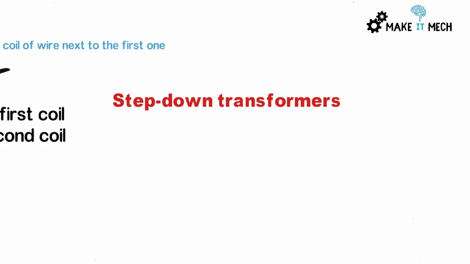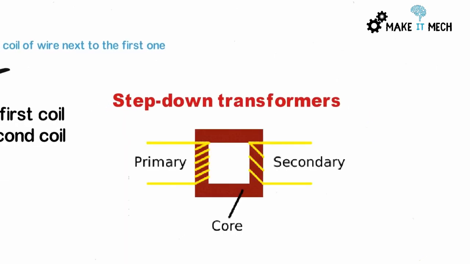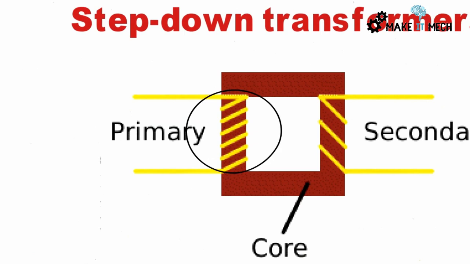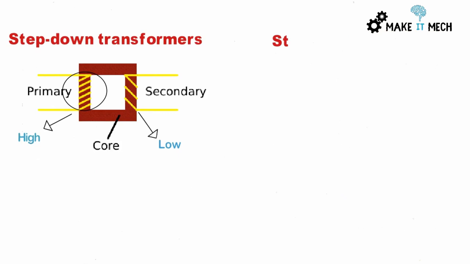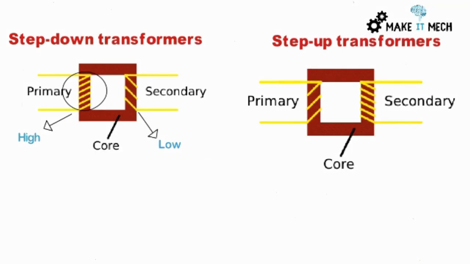In step-down transformers, we have a larger number of turns on the primary side and very few turns on the secondary side. Similarly, in step-up transformers, we have a low number of turns on the primary side and a high number of turns on the secondary side.